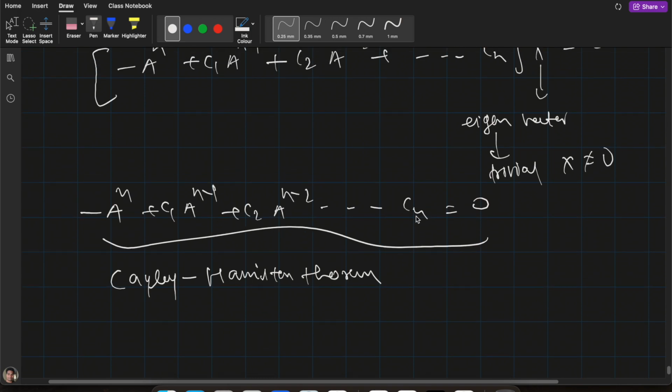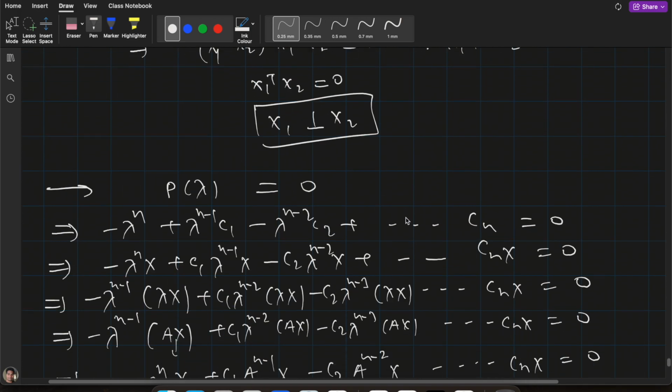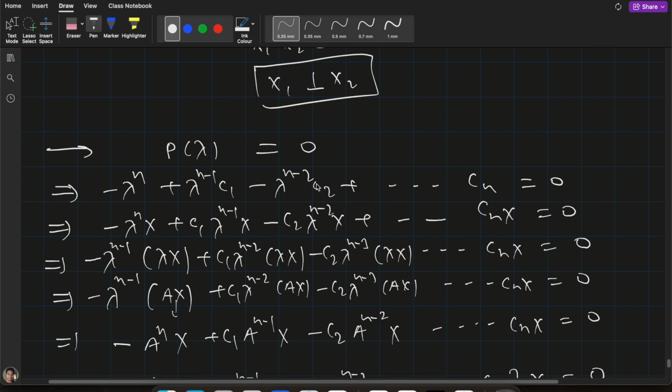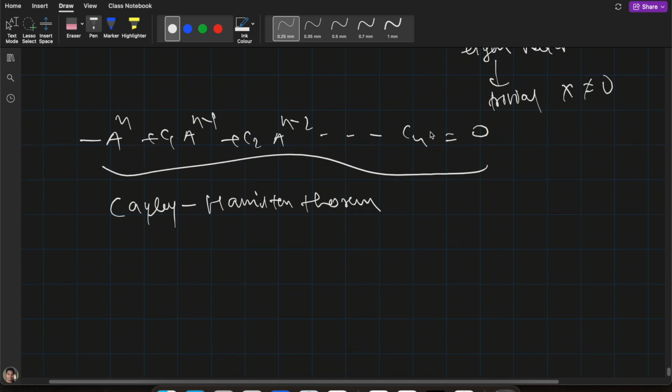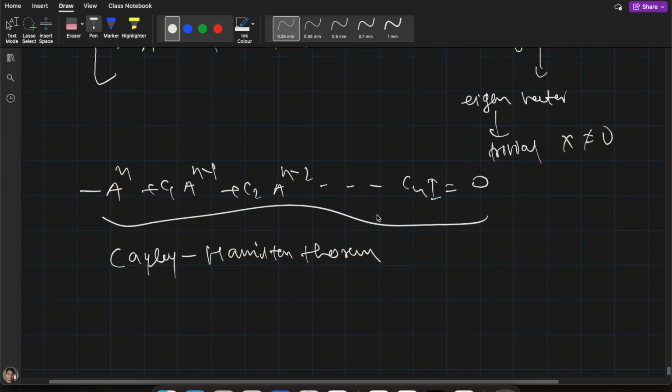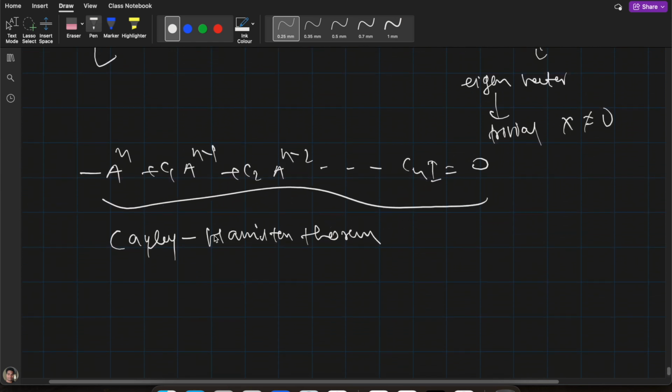You can directly write the characteristic equation, and in place of lambda just replace it with A, and here I have to write the identity matrix because it should be a matrix. So you have to just replace lambda with A, and that equation is called the Cayley-Hamilton theorem. Fine? Easy? Okay, one last theorem.